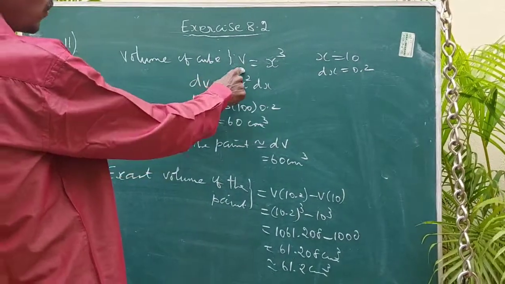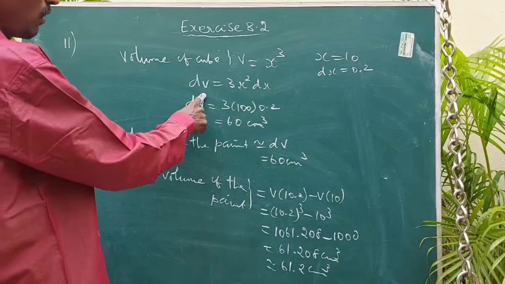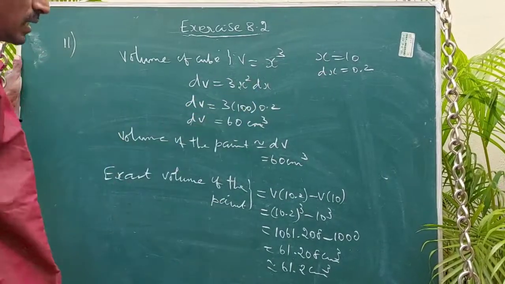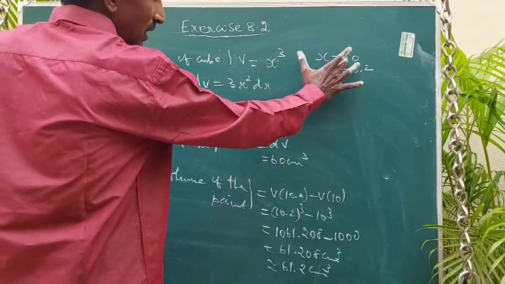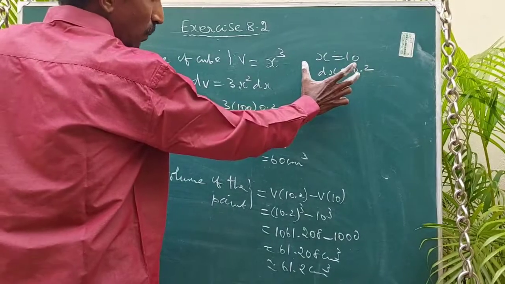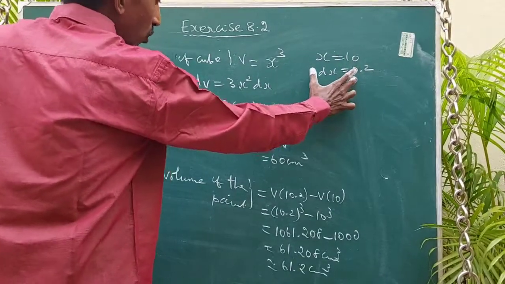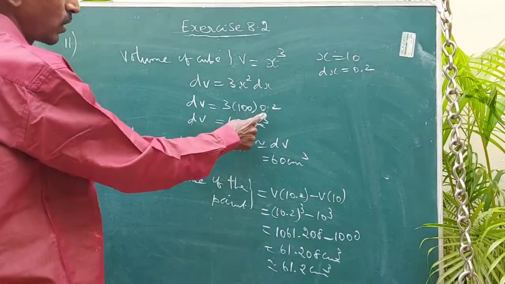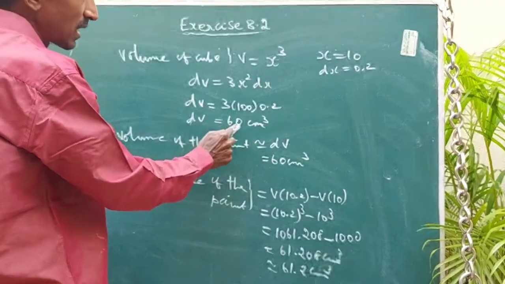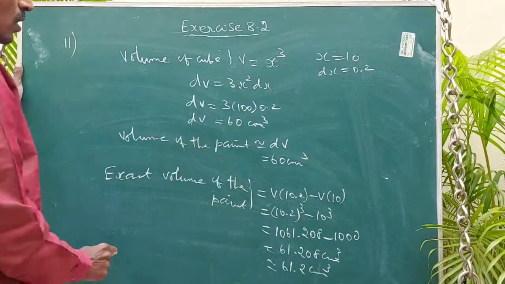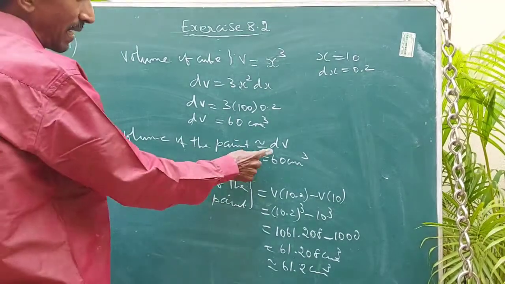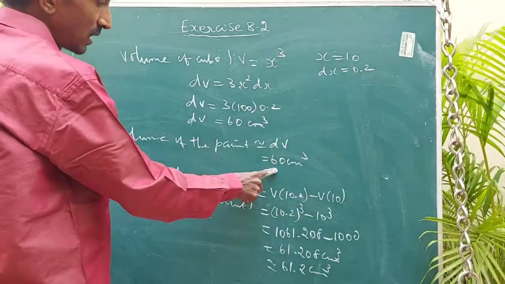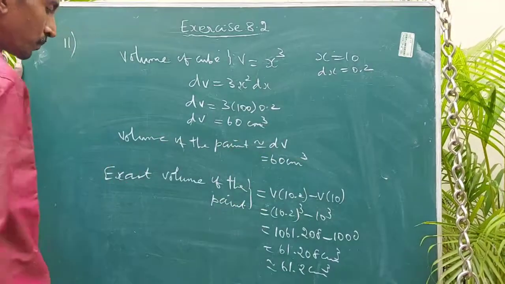So the volume of the cube V equals x cubed, so dV equals 3x squared into dx. Here the edge is given as 10 and the thickness of the paint, that means dx, is 0.2. Put it here: 3 into 10 squared, 100, into 0.2. So we are getting 60 centimeters cubed. So the volume of the paint is approximately dV, that is 60 cubic centimeters.